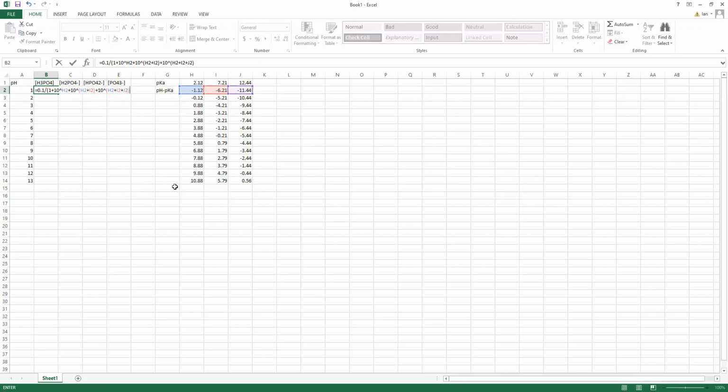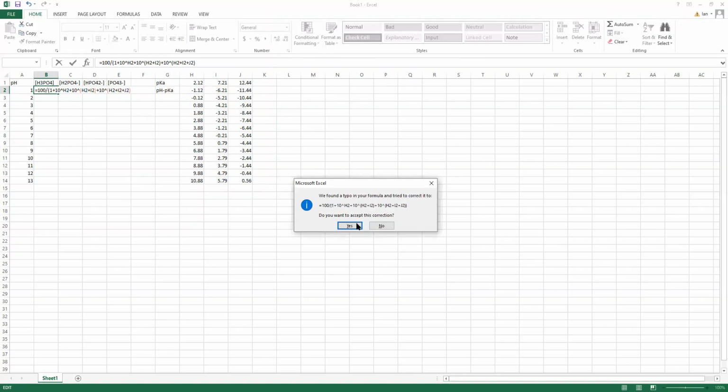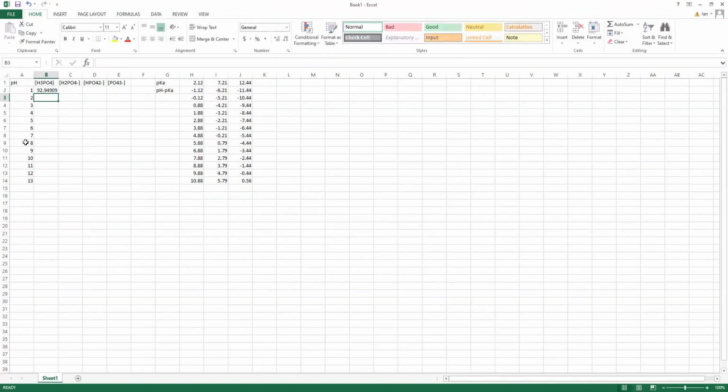And what I'm actually going to do is, instead of having it in molar, again, I want it in millimolar. So instead of doing 0.1, I'm going to do 100 divided by that, because we have 100 millimolar. Okay, I have some sort of error. I missed a parenthesis. I'll accept the error. And here I get 92.9, which is exactly what we got before.